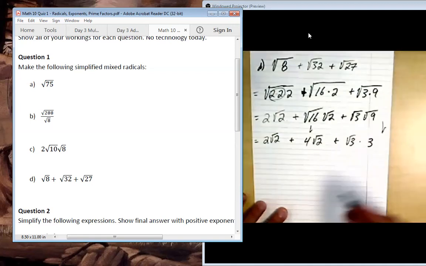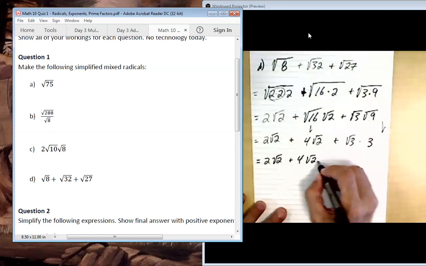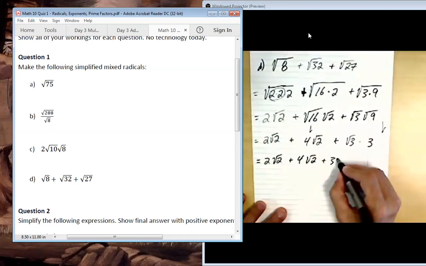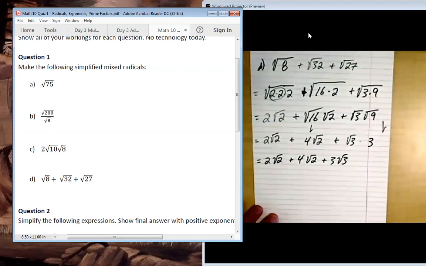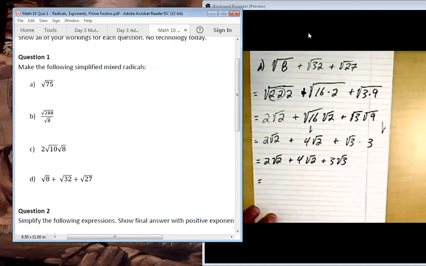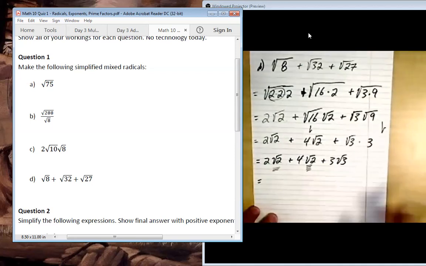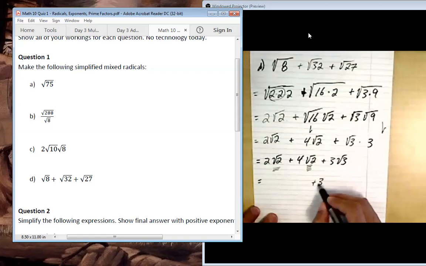We're going to clean it up so that it looks professional. Number in the front, radical in the back. Beautiful. Final answer, what do we get? Notice those are the same, so they combine, but that one's different. That's a radical 3. It's different than the radical 2s, so it's going to stay separate there at the end.